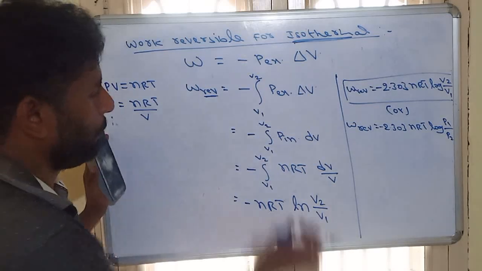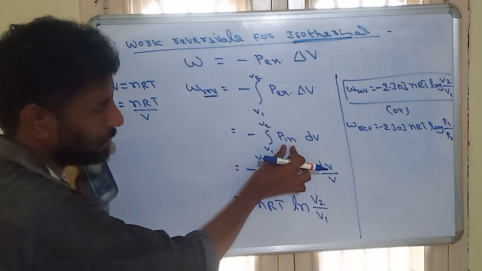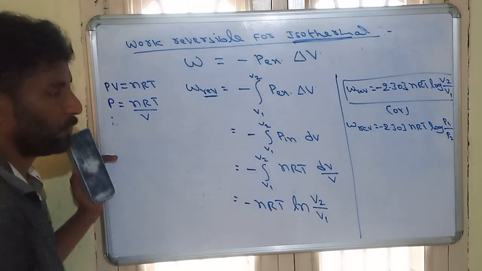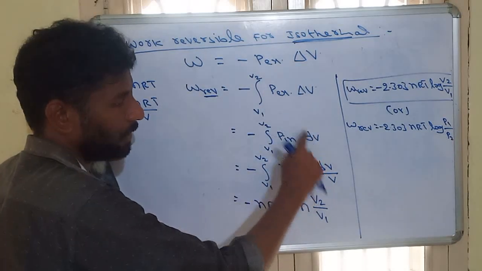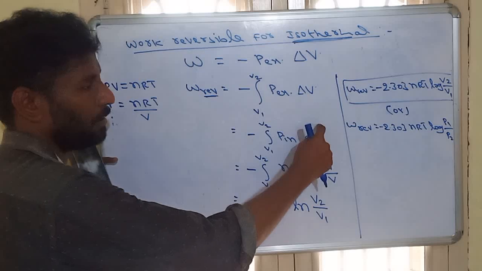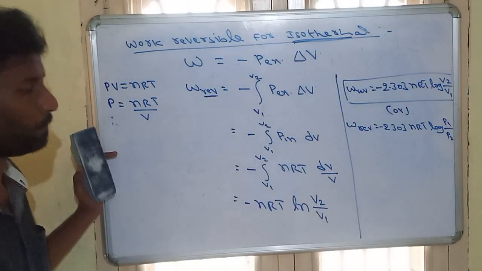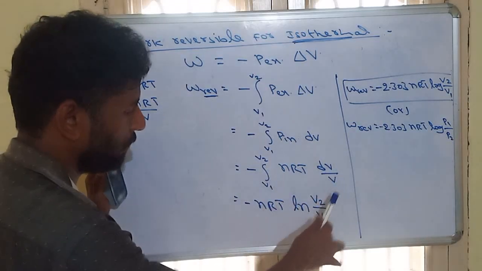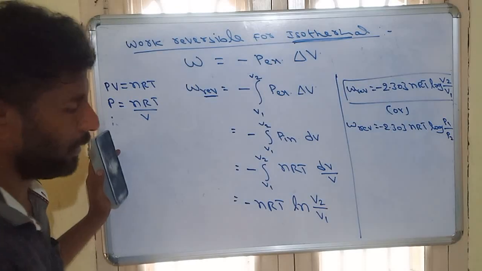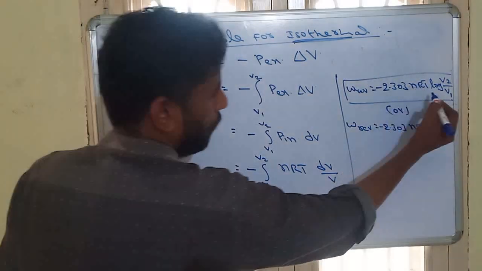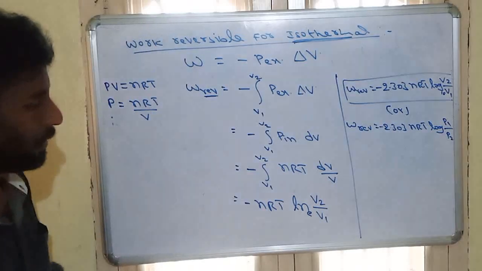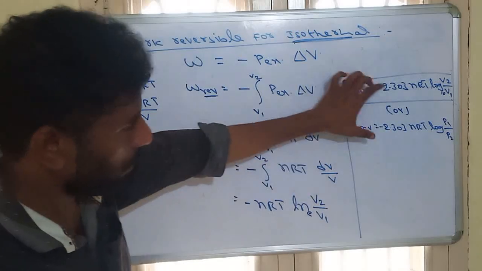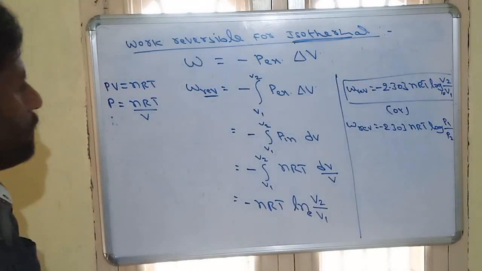So Px we directly converted to Pin because in a reversible process the change is very small, so that can be neglected. For a small change, delta is converted to dV. So dV means small change in volume, delta V means large change in volume. Integration of dV by V will be ln V2 by V1. ln is always based on e and log is based on 10. When ln is converted to log, the extra value 2.303 will come. So this is the important isothermal reversible work formula.